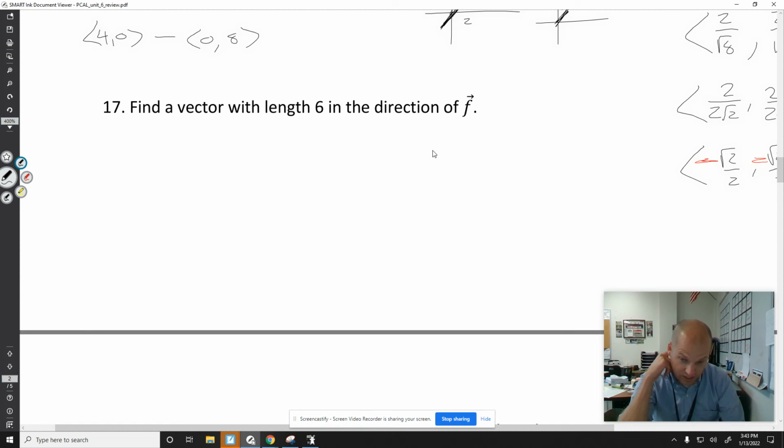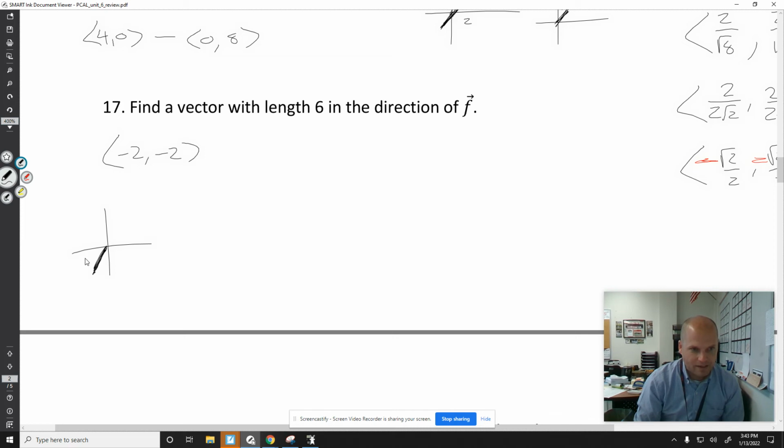Find your vector of length 6 in the direction of f. This is a good next step for projection vectors. Because F's a good example. So f is negative 2, negative 2. And that's here. Now, its magnitude, again, is root 8 or 2 root 2.